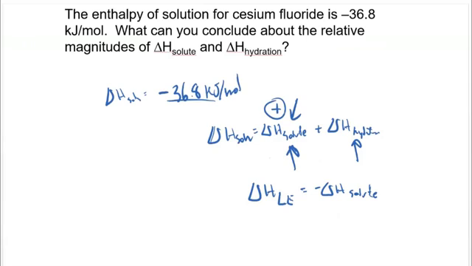So if the enthalpy of solute is positive, and we know the enthalpy of the solution is negative, the enthalpy of hydration must be a larger negative. So the enthalpy of hydration in magnitude is more than the enthalpy of solute. Also, it's negative. That's what we can conclude.